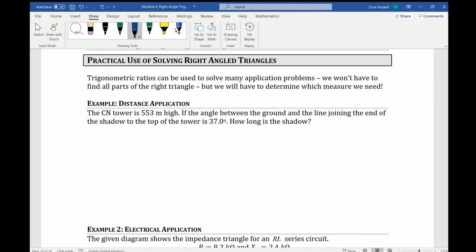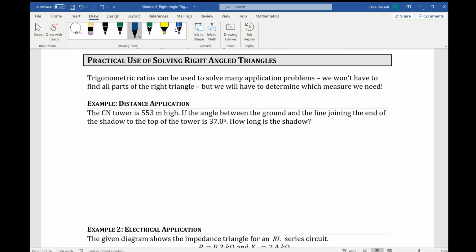The CN Tower is 553 meters high. If the angle between the ground and the line joining the end of the shadow to the top of the tower is 37.0 degrees, how long is the shadow? So let's do this one.